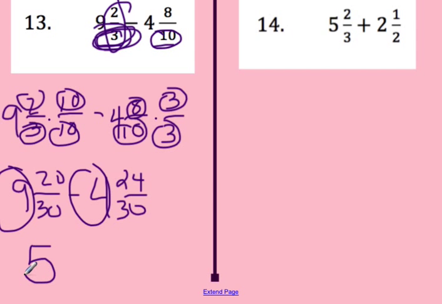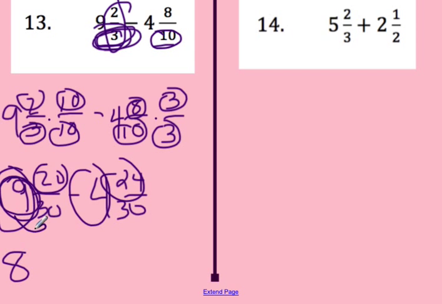Okay. Then I have 20 minus 24. Uh-oh, I ran into a problem, right? I don't have enough in my 20, and I don't want to make it negative, so I actually have to take from the 9. So here's what we're going to do. I'm going to take 1 out from the 9, and that's going to give me 8. But then that means I can add another 30 to the top.